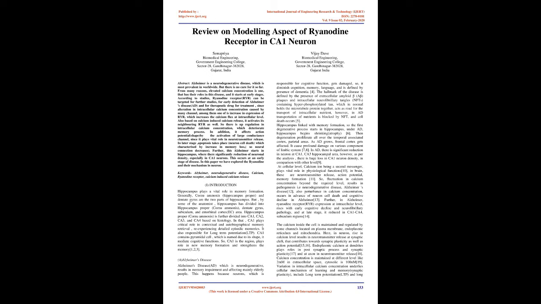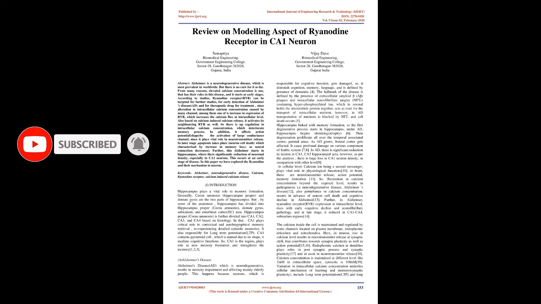neural connection decreases. Further, Alzheimer's starts in the hippocampus, where there is a significant reduction of neuronal density, especially in CA1 neurons. This occurs at an early stage of the disease. In this paper we have explored the Ryanodine receptor and its mechanism in neurons. Keywords: Alzheimer, neurodegenerative disease, calcium, Ryanodine receptor, calcium-induced calcium release.